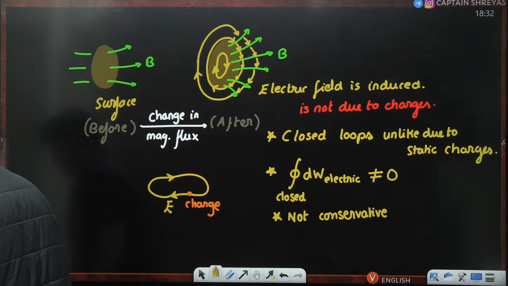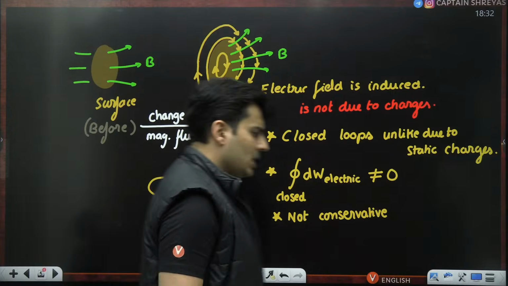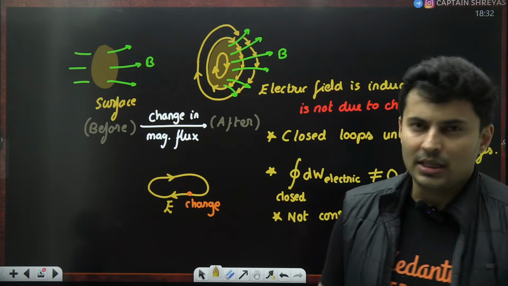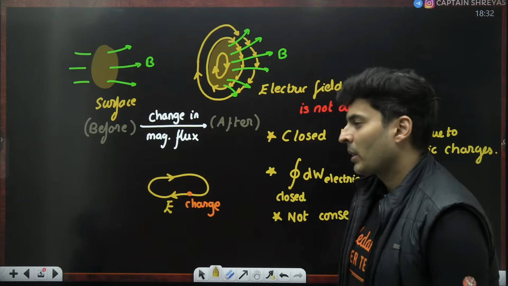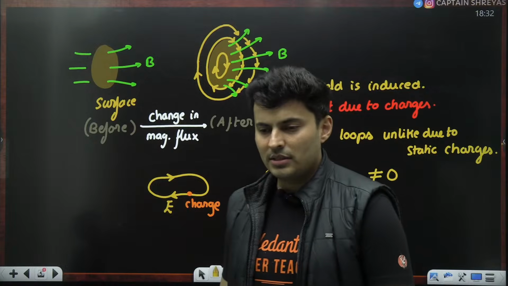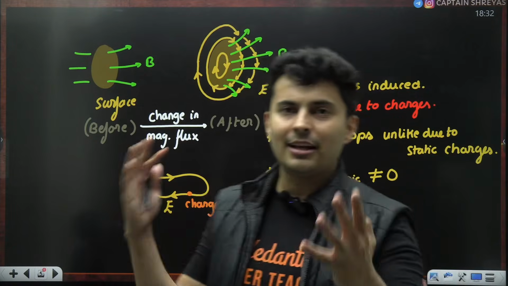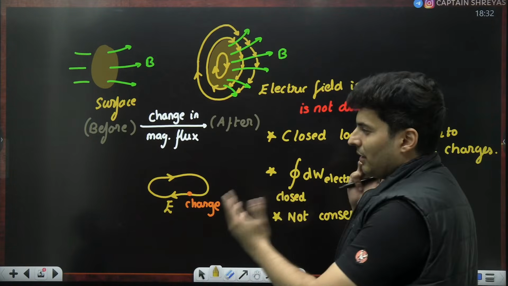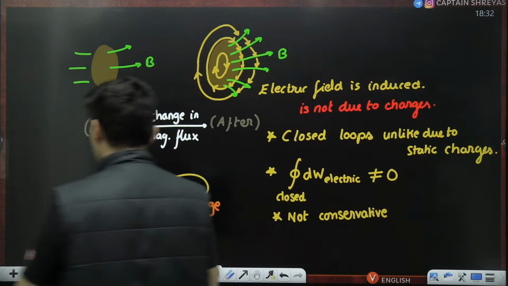Is it because the work was done in changing the flux? You can say that, actually. That's the reason why that electric field has not done zero work. You can vaguely say that. You will see that relationship when we discuss eddy currents.